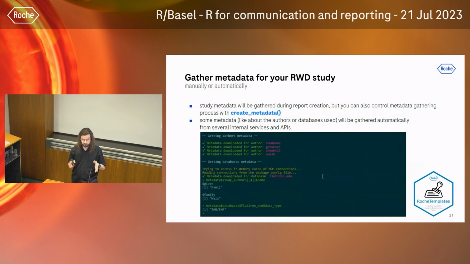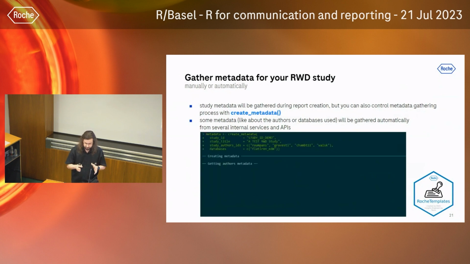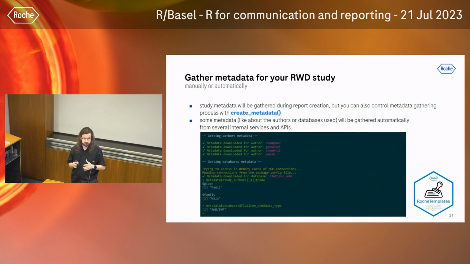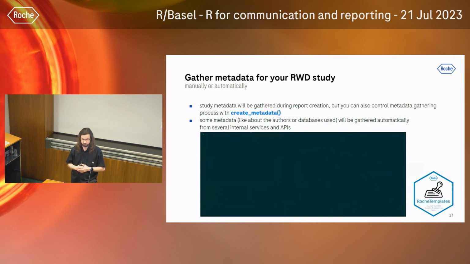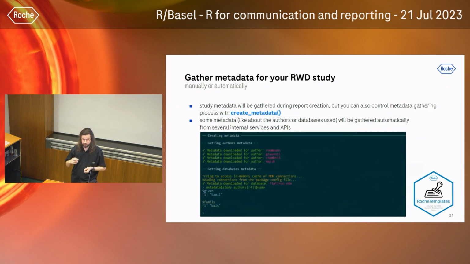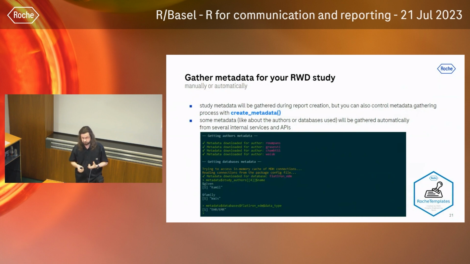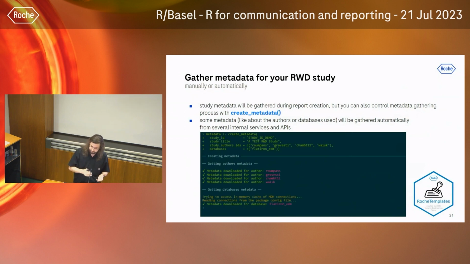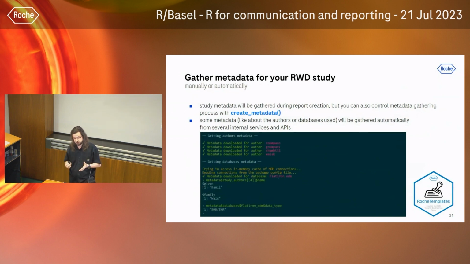your report. You can do it with the create metadata function. You can provide some inputs manually, like authors' IDs or database names, but you don't need to do much more than that. As much metadata as possible will be gathered automatically via different services or different web APIs. For example, authors' IDs will be used to gather more information about the authors, like the names, affiliation, corporate emails, and so on. And database names will be used to gather additional information about the databases used in the study.